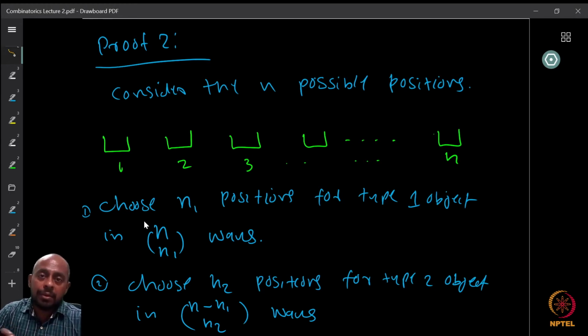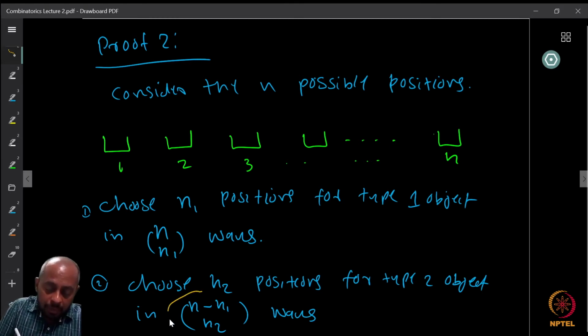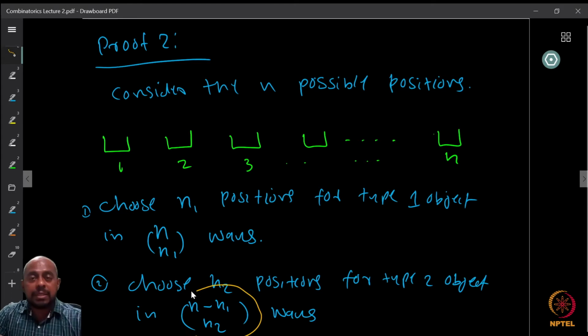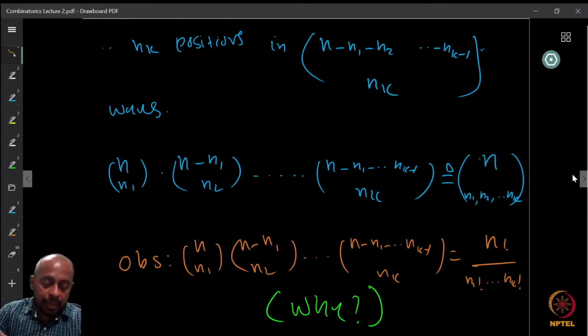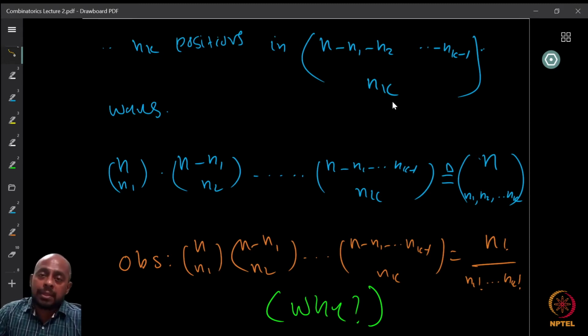Once I have removed these n1 positions and put the type 1 object there, I look at the remaining n minus n1 positions, and out of these I choose n2 other positions. In these n2 positions I will put the type 2 object. They are identical, so I don't care about the order. I just put them there. So I continue this way. I choose n minus n1 minus n2 minus etc. minus n(k minus 1), choose nk ways, for the nk positions for the last type of object. So each object I choose in this way.